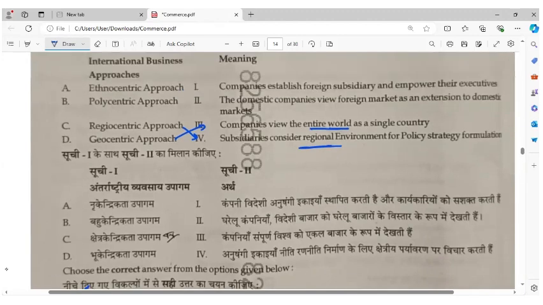Okay, and 2, having the ethnocentric approach, is that a domestic company reviews the foreign market as an extension to the domestic market, and the polycentric approach is that the company establishes the foreign industry and empowers the executives.